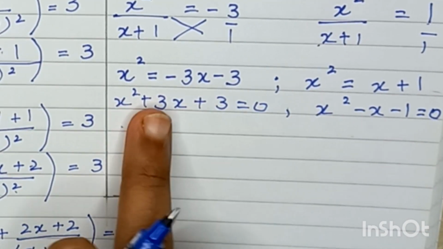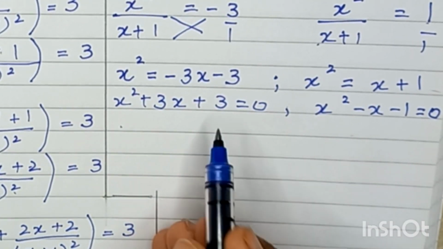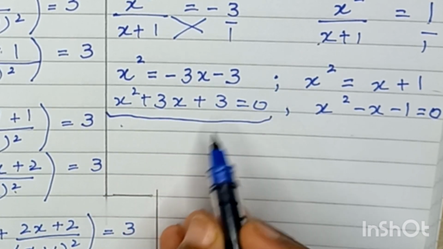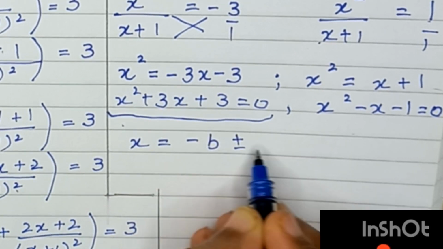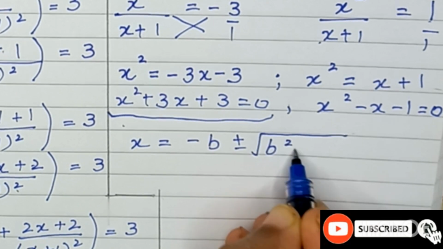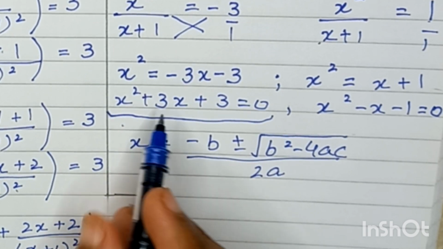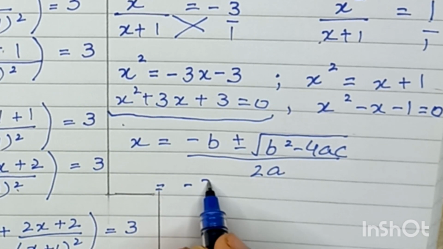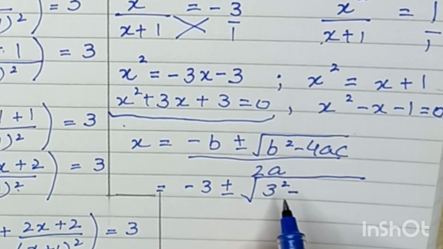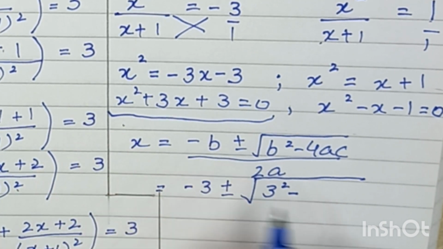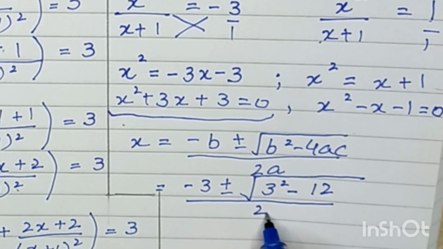Now both equations are quadratic equations, so we will apply the quadratic formula on both equations. First of all we will solve this one. The quadratic formula is x is equal to minus b plus minus square root of b square minus 4ac, divided by 2a. Here b is 3, so it will be equal to minus 3 plus minus square root of b square, meaning 3 square, minus 4ac, meaning 4 into 1 into 3, which is 12, divided by 2a, 2 into 1, which is 2.